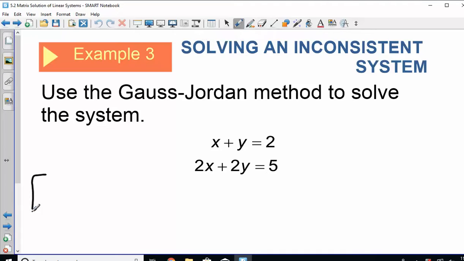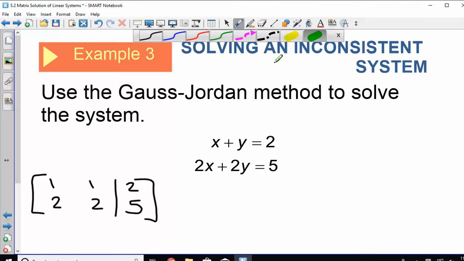would be 1, 1 equals 2, and 2, 2 equals 5. What is our first thing we need? A 1 in row 1, column 1. And it's there. So then we have to get zeros for everything else in column 1. So I have to turn this into a 0.